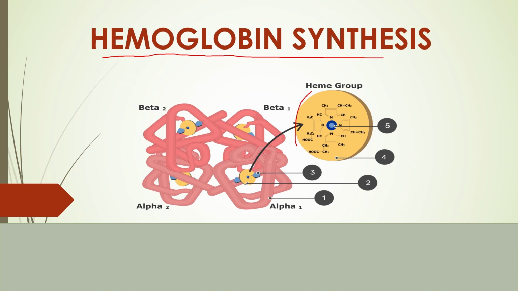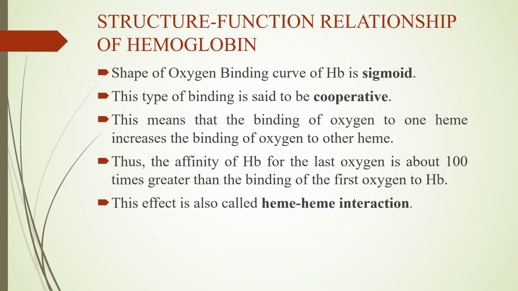Heme group contains protoporphyrin ring 9, and in the center of this ring there will be one iron molecule attached, and it will form the heme molecule. So you can refer to the previous video for the structure of the hemoglobin molecule. Structure function relationship of the hemoglobin.